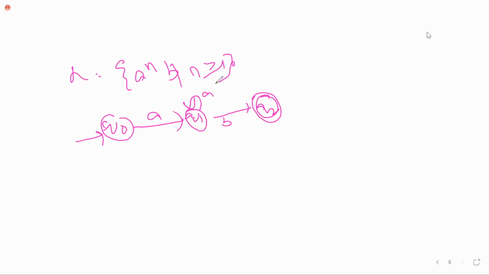Got it, ma? Yes, ma'am. Ma'am, can we take a self loop on Q naught also? See, if you take the self loop on Q naught, it will consider epsilon also.